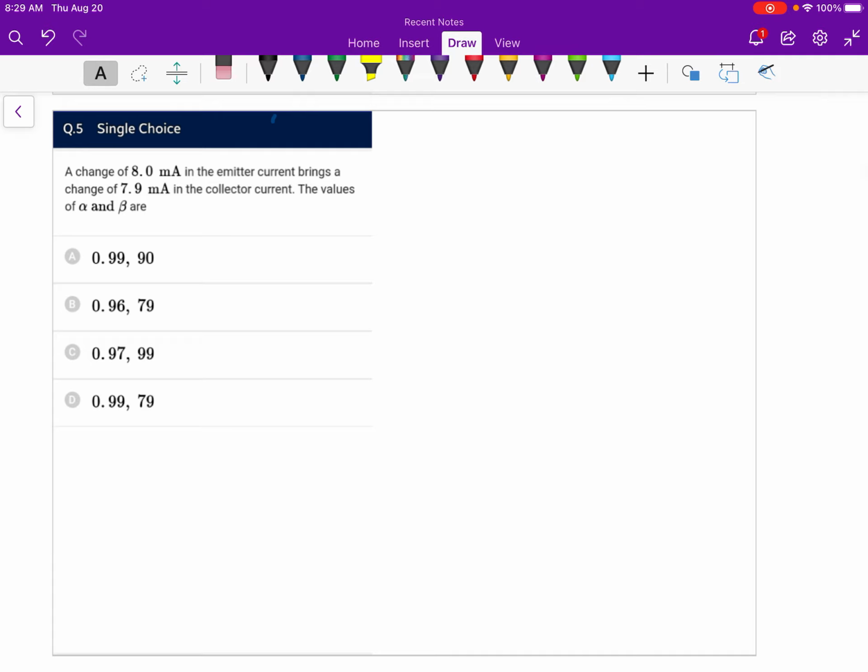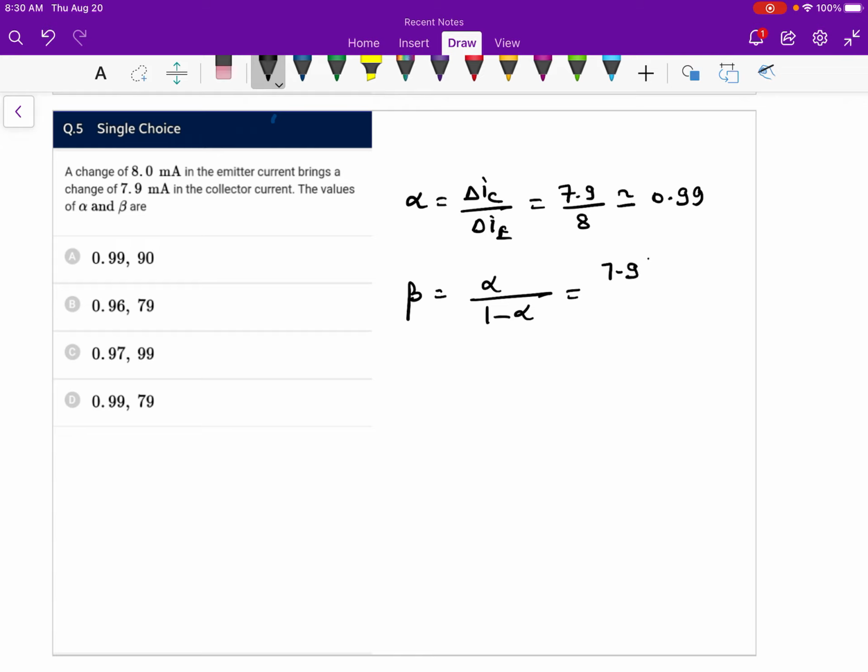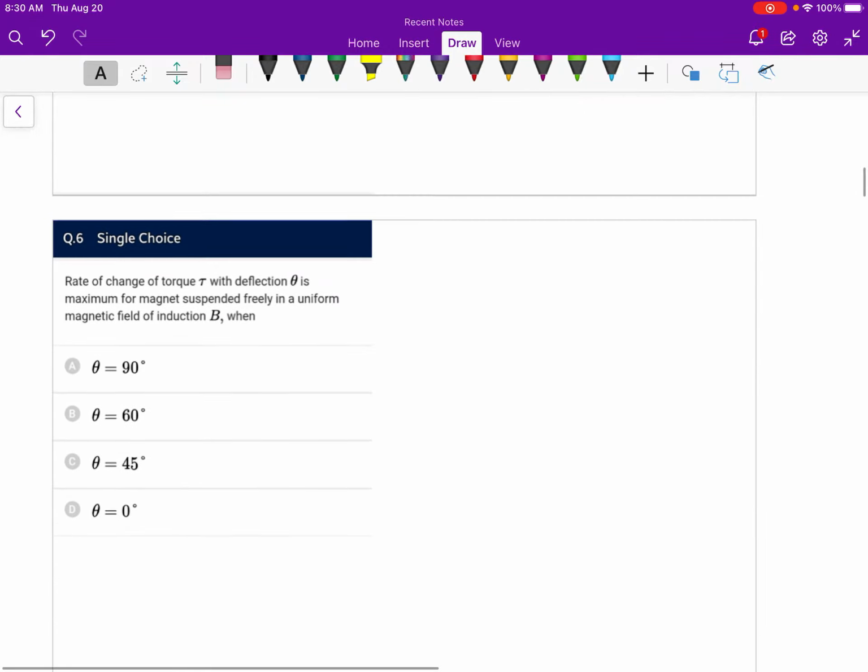Change of 8 milliampere in the emitter current and change of this. So alpha is delta IC upon delta IE. So that is 7.9 upon 8, which is roughly 0.99, and beta is alpha upon 1 minus alpha, so 7.9 by 8 upon 1 minus 7.9 by 8, which is 79. So 0.99 and 79. So D is the correct option.